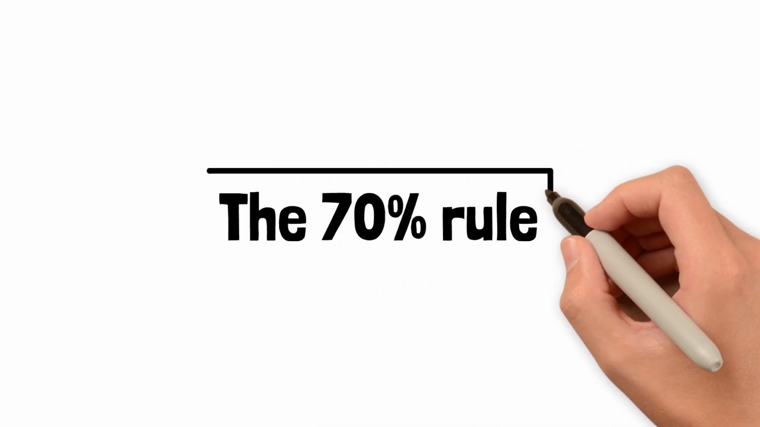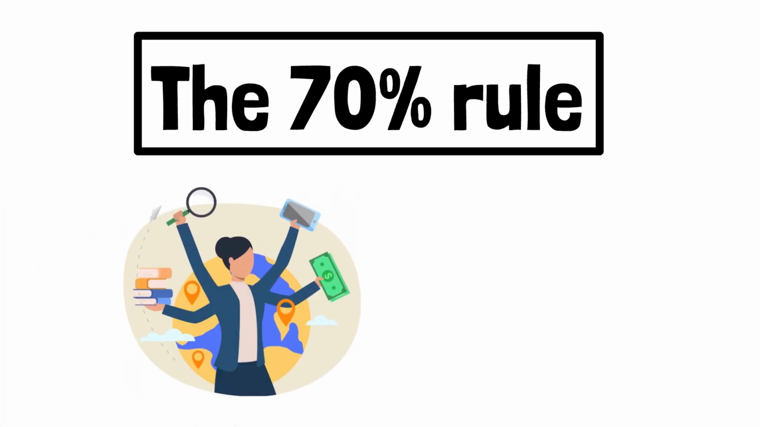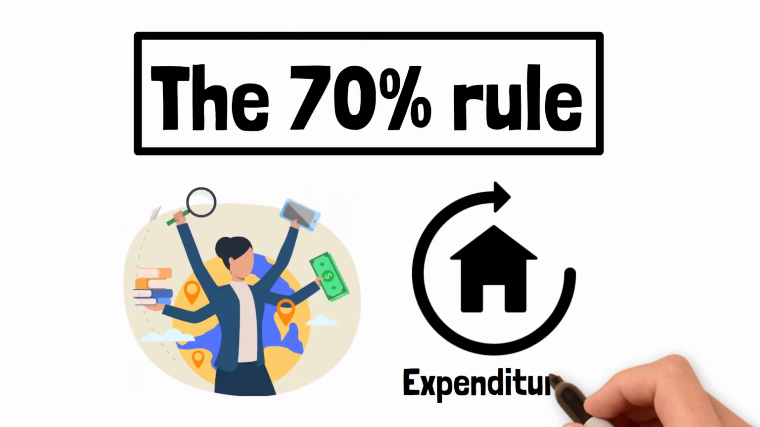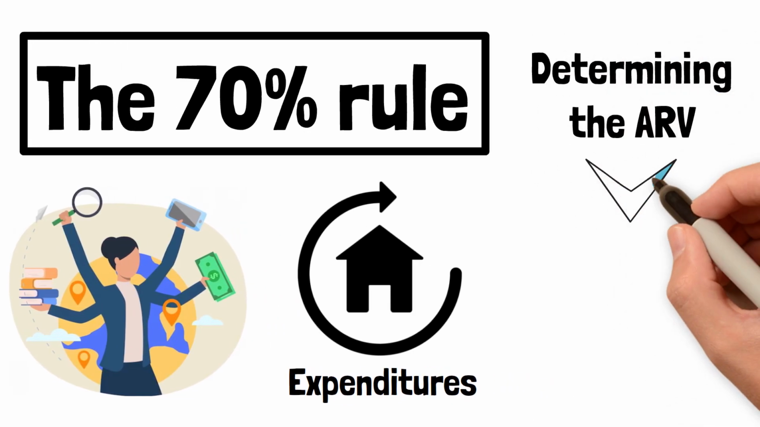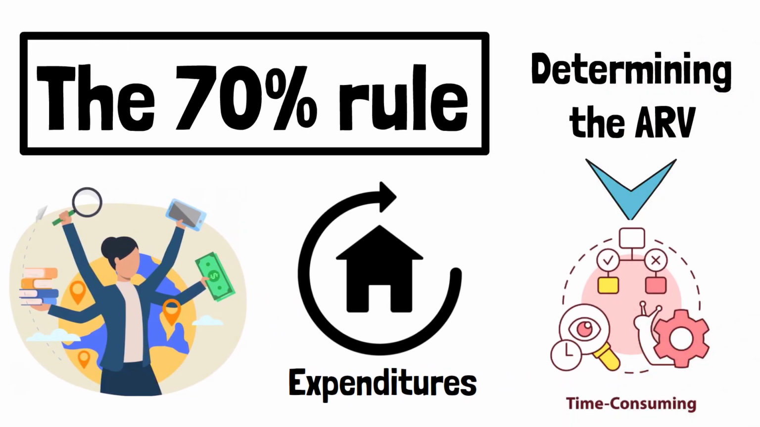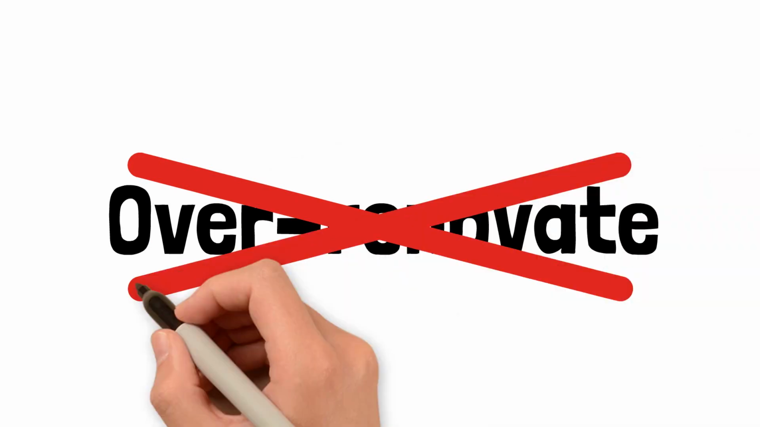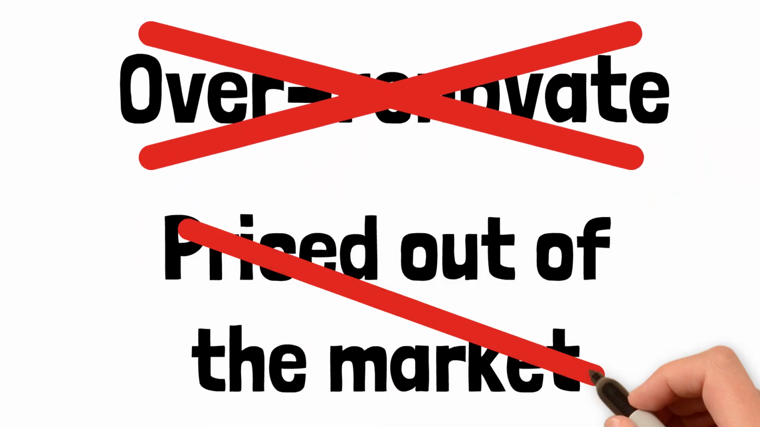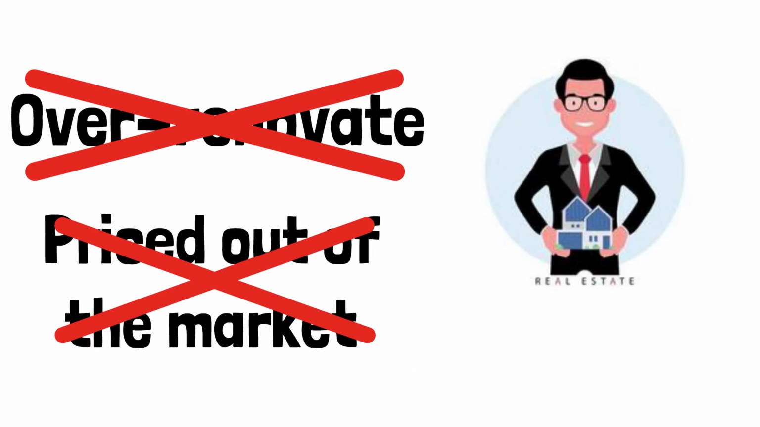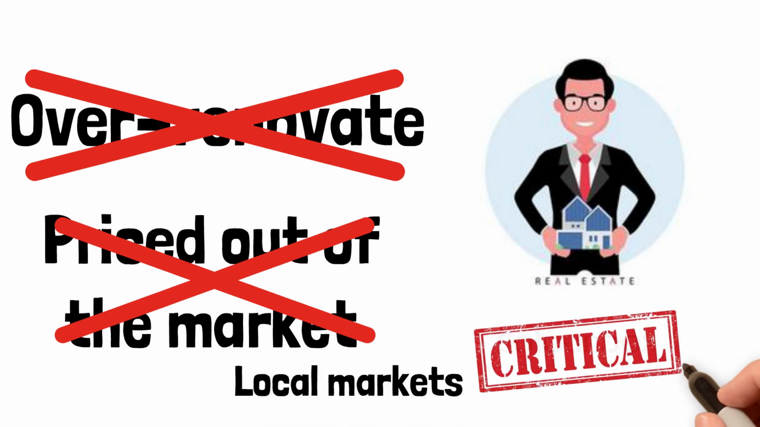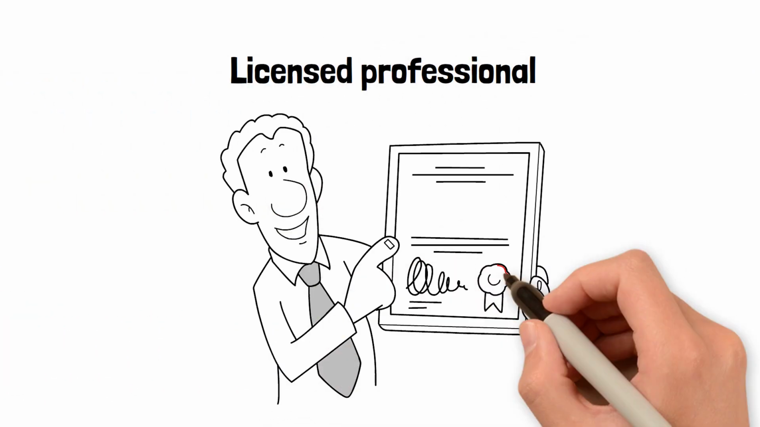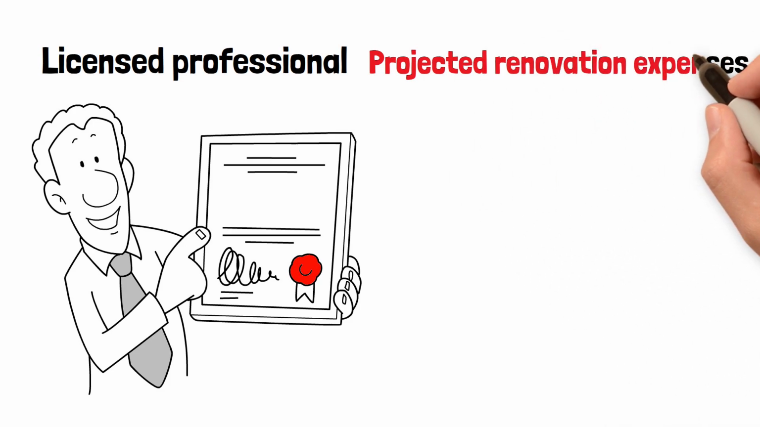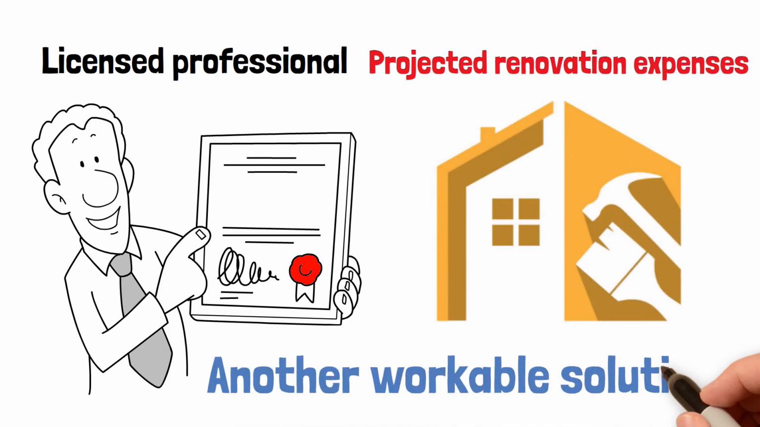However, following the 70% rule might take a lot of work. Estimating renovation expenditures and determining the ARV can be complicated and time-consuming. You don't want to over-renovate, but you also don't want to be priced out of the market. That is why working with a real estate agent familiar with the local market is critical. Having a licensed professional estimate the projected renovation expenses might be another workable solution.